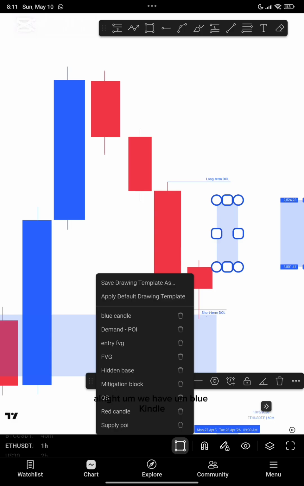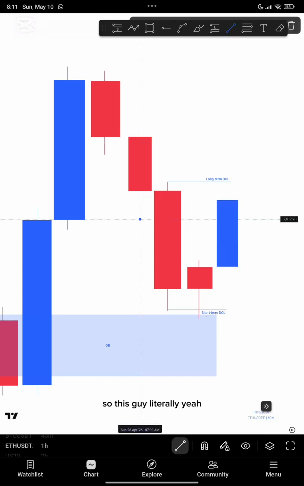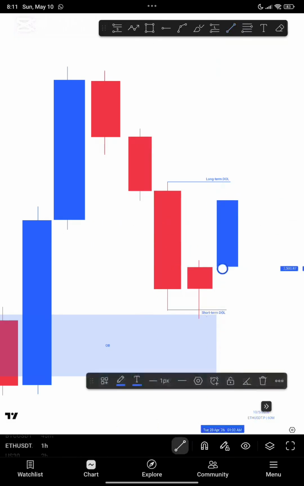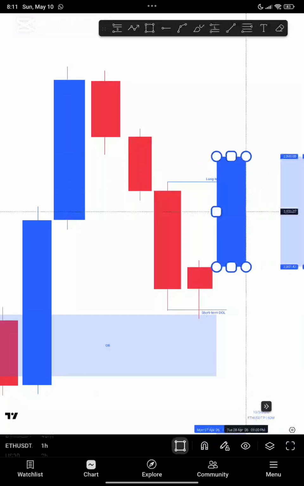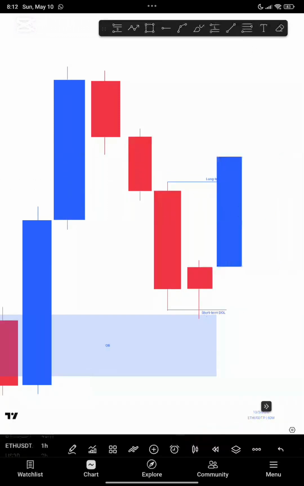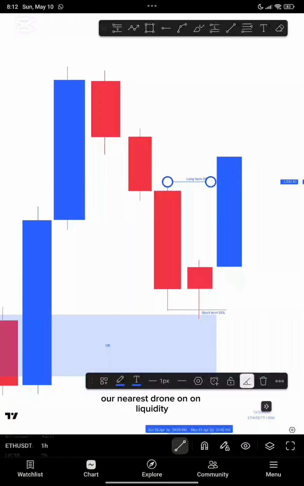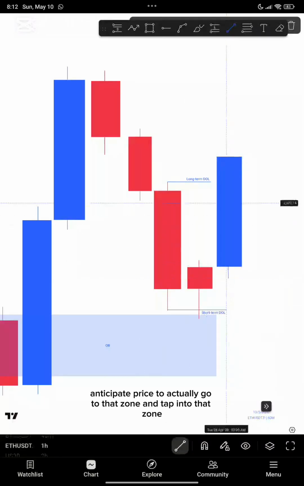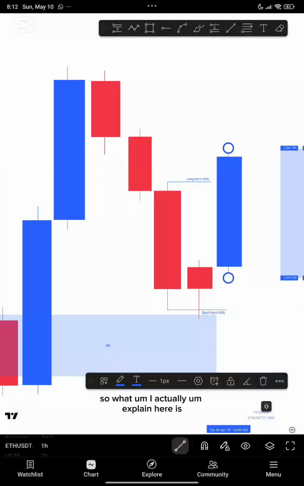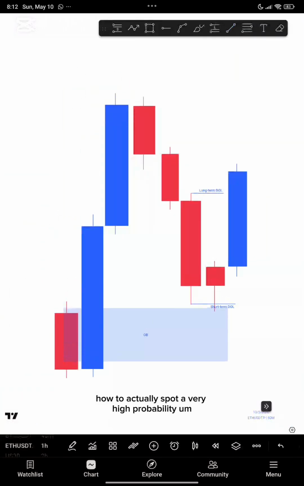Alright, we have a blue candle. So this guy literally here will be our next draw on liquidity, and then we'll anticipate price to actually go to that zone and tap into that zone. So what I actually explained here is how to spot a very high probability draw on liquidity.